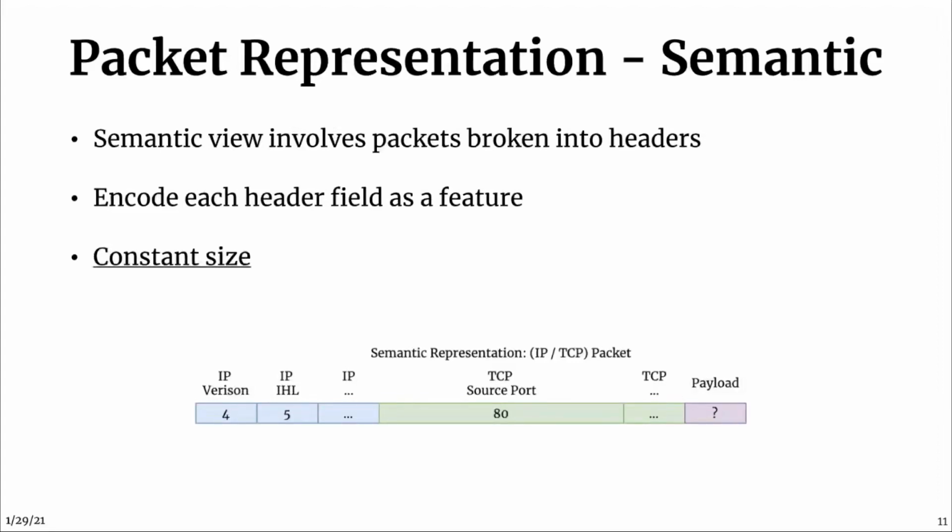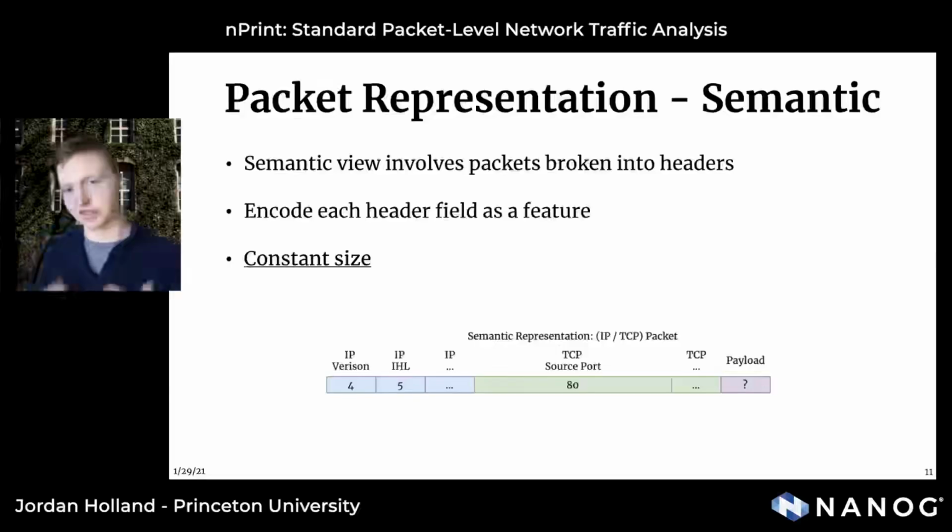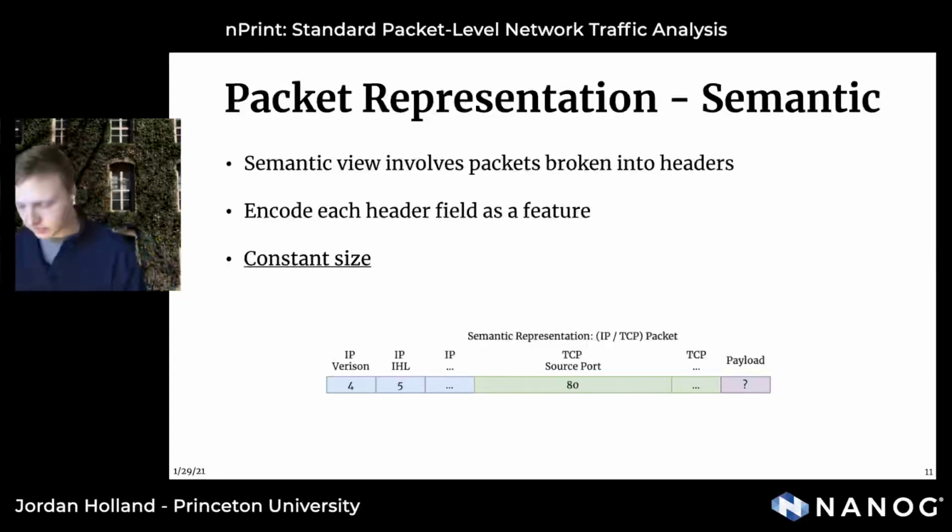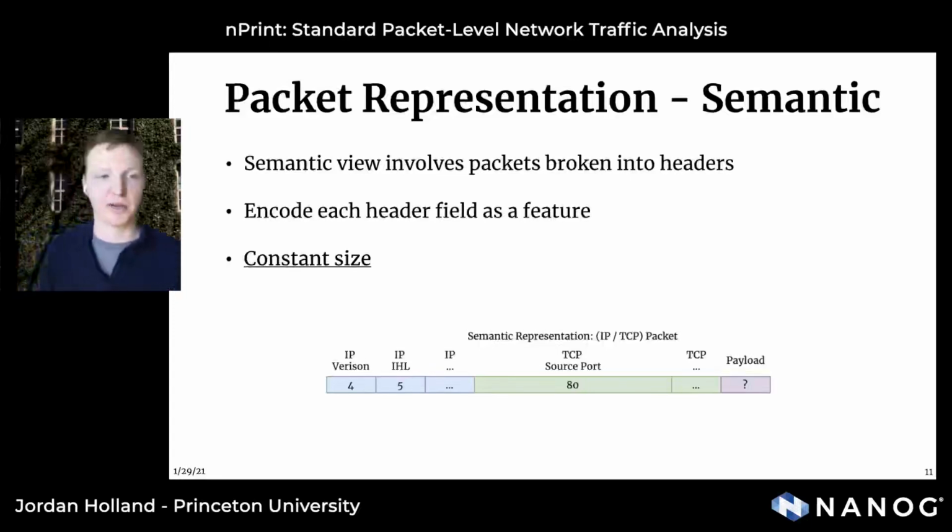And we can actually encode each header field. So the TCP source port is just encoded as itself, and the IP version encoded as itself. So the TCP source port would be 80 in this instance, and the IP version would be 4, and represent that to a classifier. And this is going to be constant size, right? We can just extract every feature, every field of every packet header that we know of, and represent them all to a classifier.